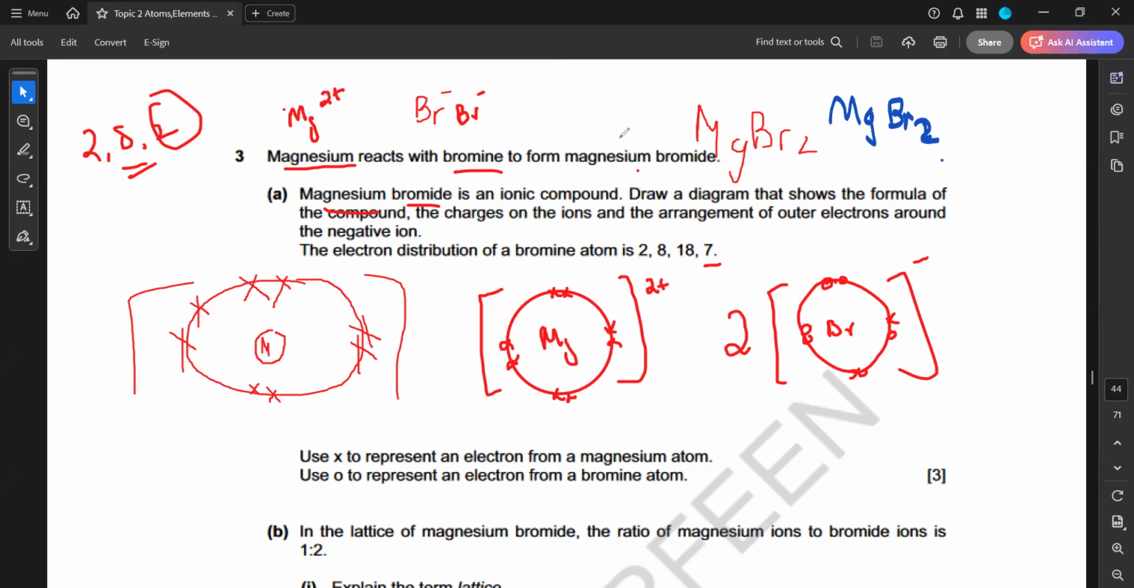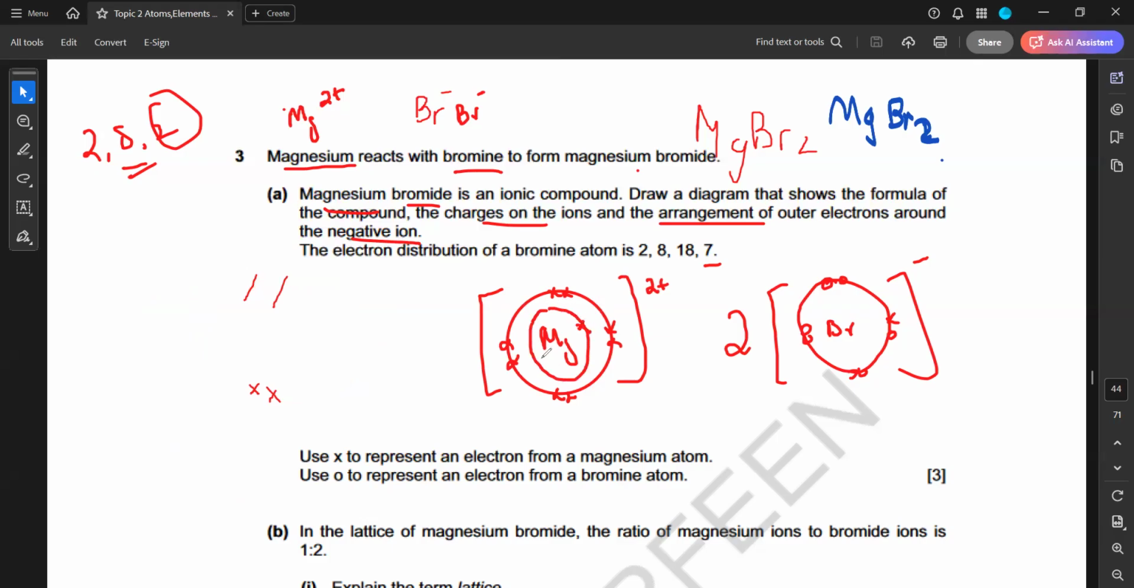They said the outer shell for the same thing, because they mentioned charges on the ions and arrangement of outer electrons around a negative ion. For a negative ion, as well as for magnesium, if you draw the inner shell electrons, that's also fine. No problem. So this is the structure of magnesium bromide. Writing the charge is important, showing the correct sign, and the symbols, a cross and a circle, are also important.